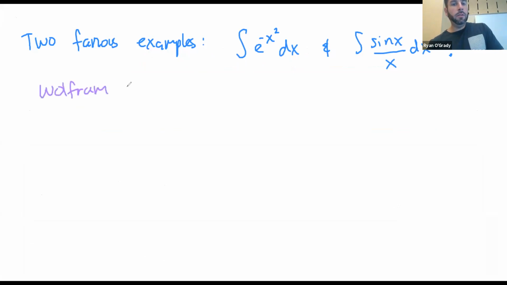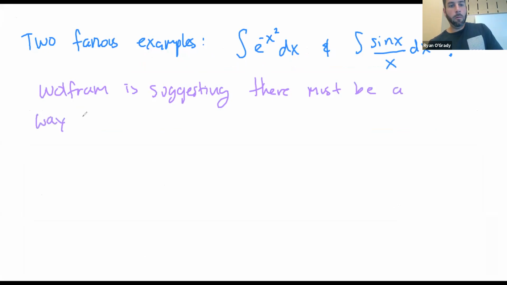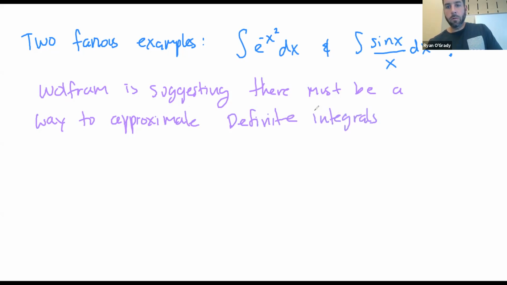So Wolfram is suggesting there must be a way to approximate definite integrals. That's what it's suggesting. That little investigation we just did, that's one of the things we gained from that.